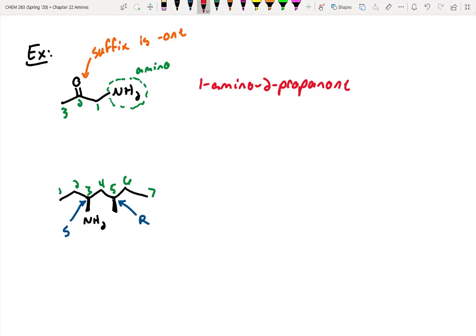So let's go ahead and name this. It's going to be 3S, 5R, 5-methyl, 3-heptan, and then our suffix is just going to be amine, indicating that that's our most important functional group.